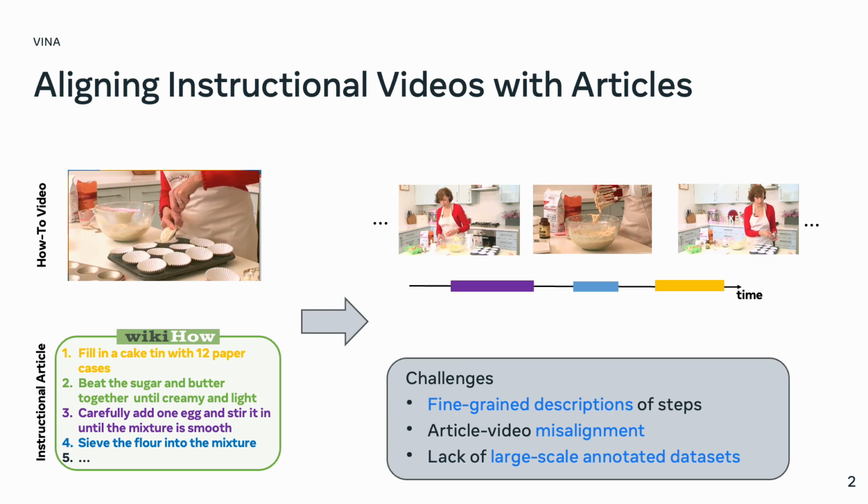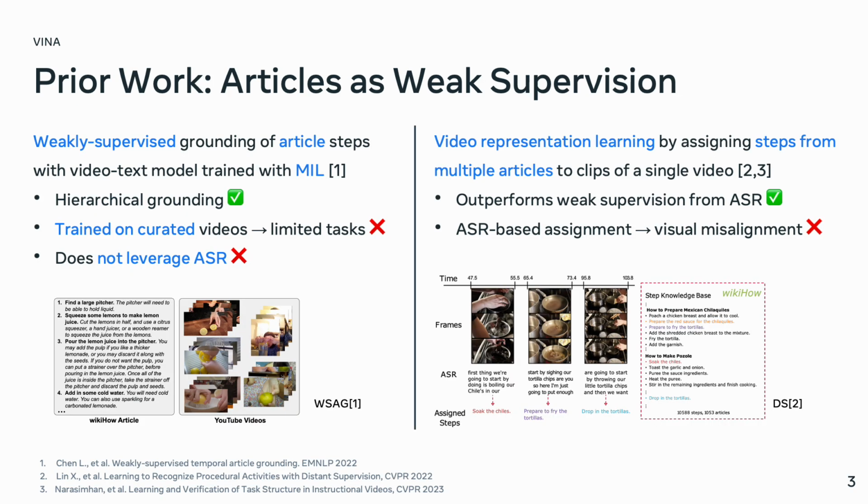Training a model for this task becomes even harder, since there are no existing large-scale annotated datasets for it. Therefore, prior work has started looking into weakly supervised article grounding as a way to mitigate the need for temporal annotations of article steps in videos.